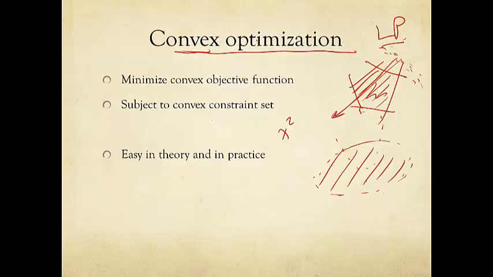So what is convex optimization? It refers to minimizing a convex objective function, so we've got to define what is a convex function, subject to a convex constraint set. And to be computationally useful, this must be a convex constraint set that can be easily represented by some upper bound inequalities on convex functions. So we have to define what's a convex set and what's a convex function.